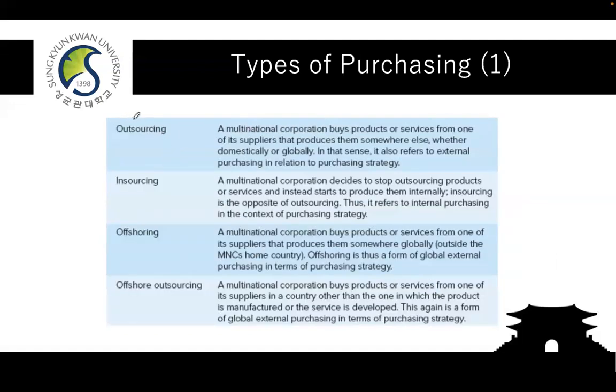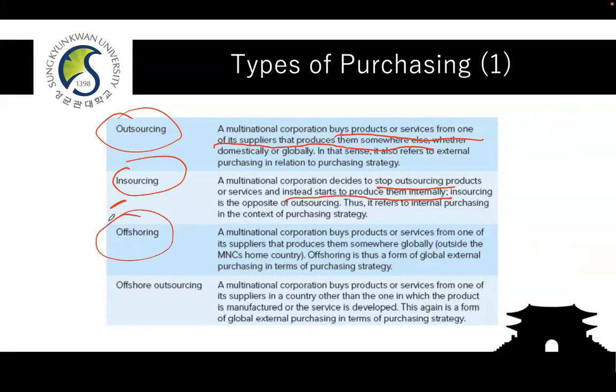Some terminologies here. Outsourcing. So we buy goods and services from one of our suppliers that produces them somewhere else. Outsourcing, right? We are buying from somewhere else, maybe a specific source that produces them, whether domestically or globally. So insourcing is quite clear, self-explanatory. It means that we don't outsource, and instead we produce internally. That's why we call it insourcing.